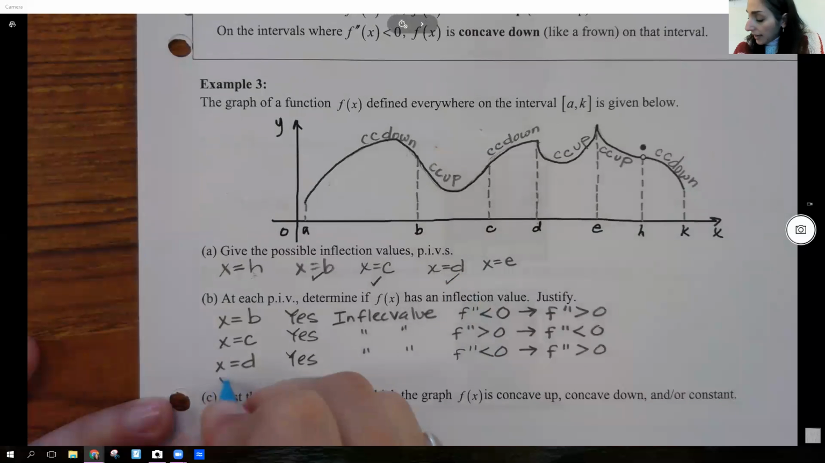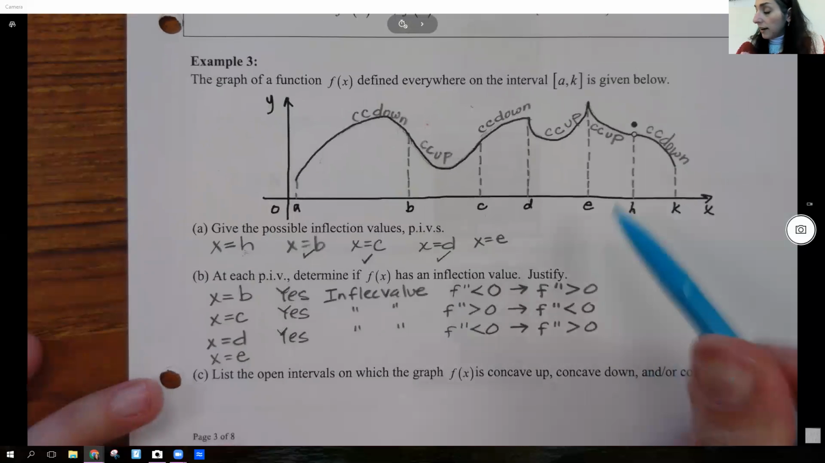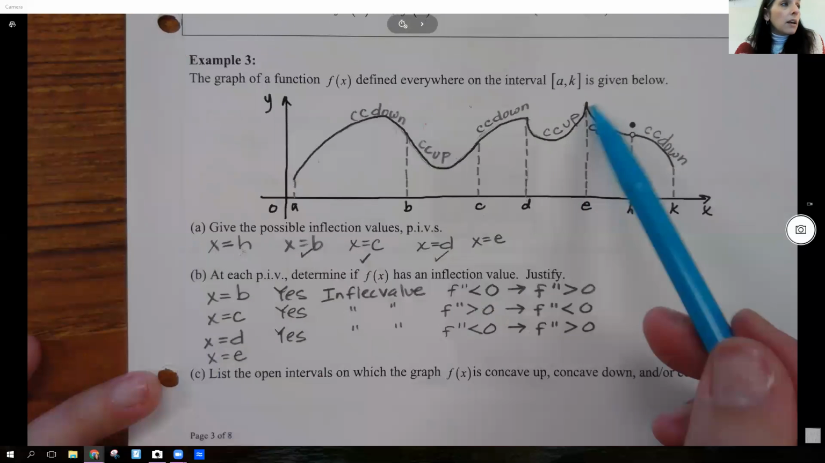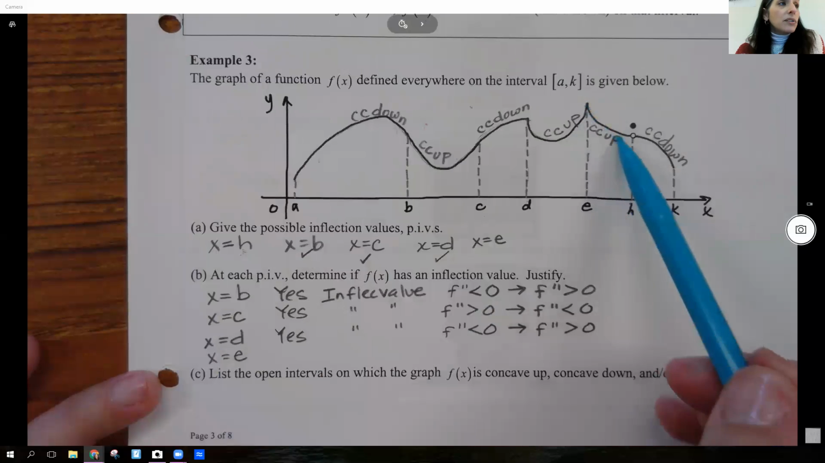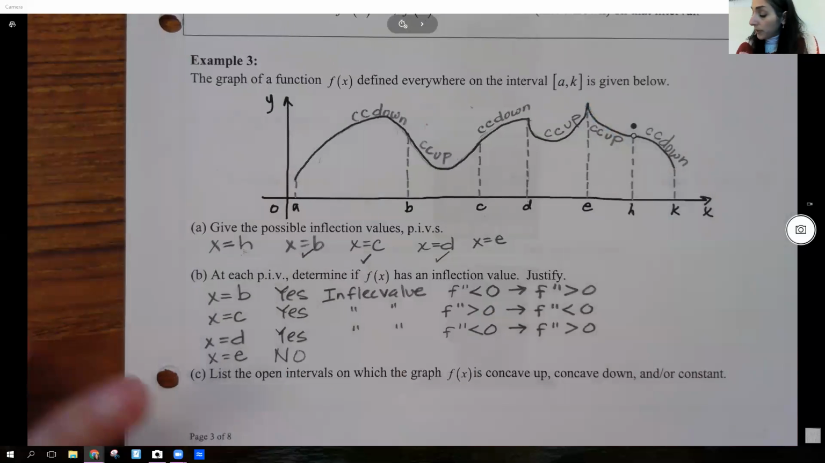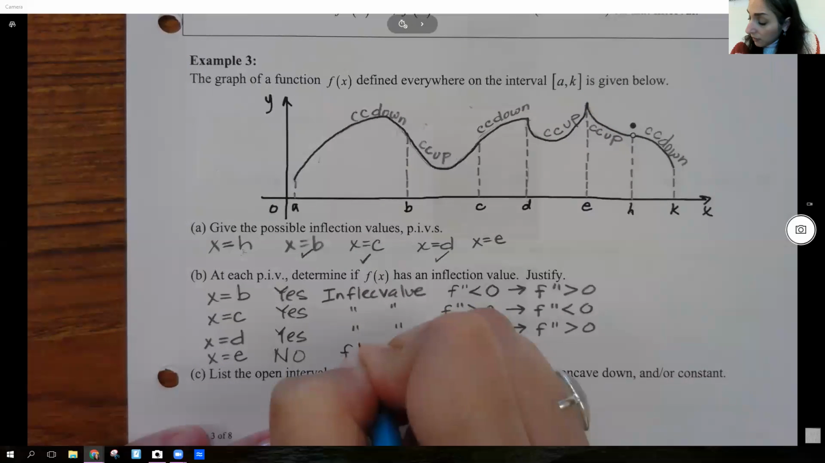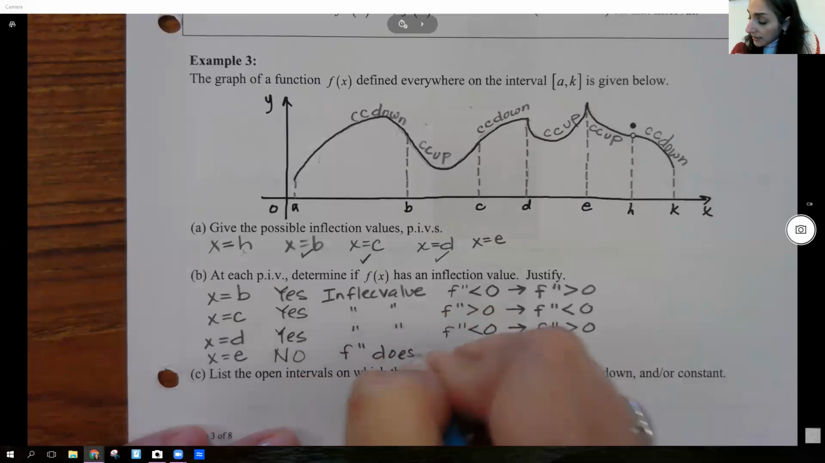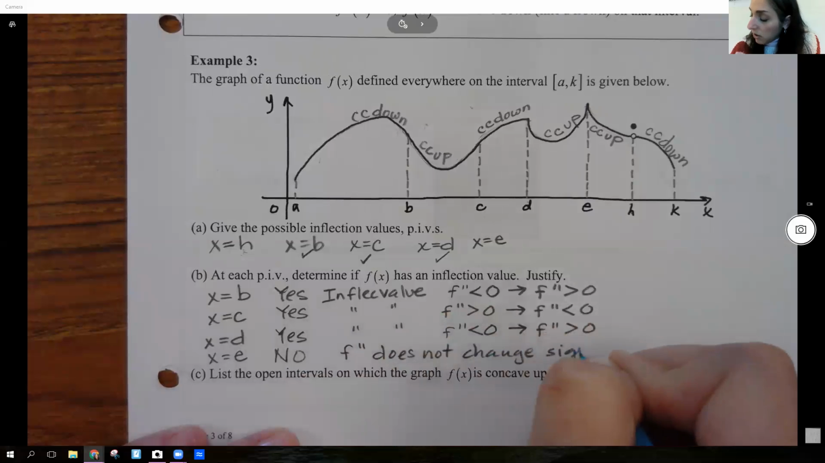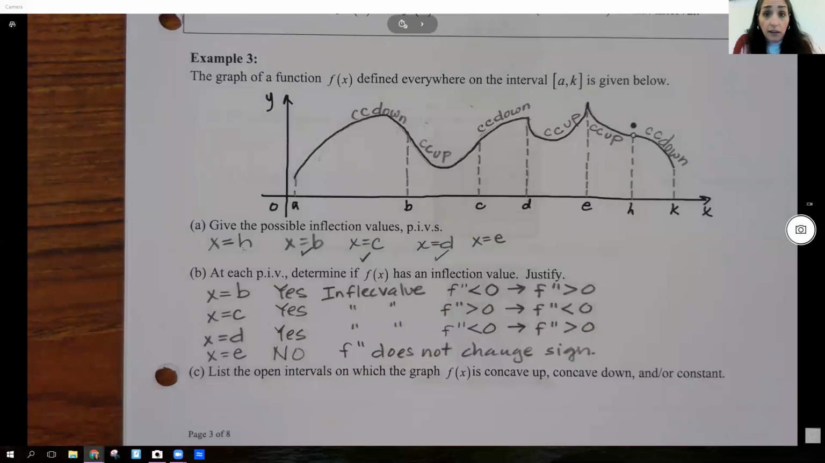Got that? So at X equals E. All right, let's look at E. So at E, you have a cusp, but we go from concave up and we're still concave up. So that's a no, not an inflection point. You could say F prime does not change sign. Or if you want to be more detailed, you could say it stays concave up on either side of X equals E, however you want to explain that.